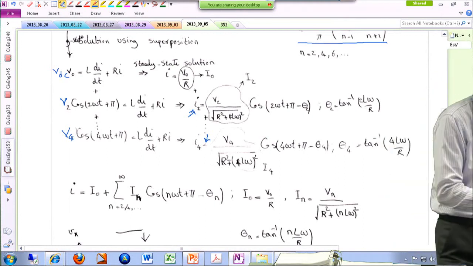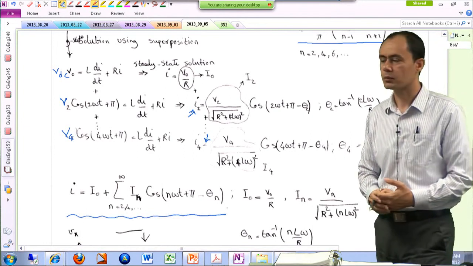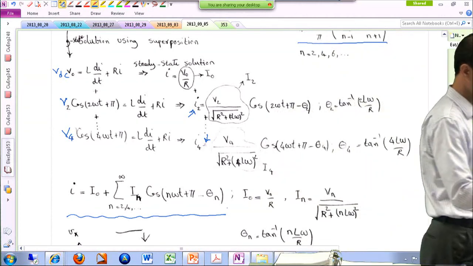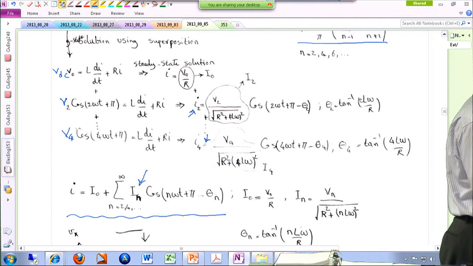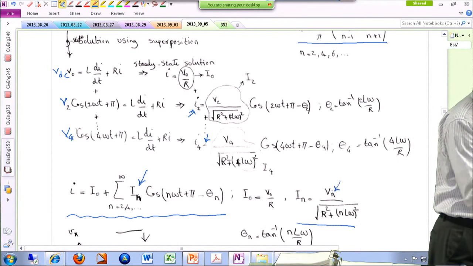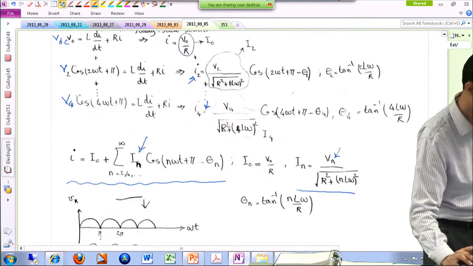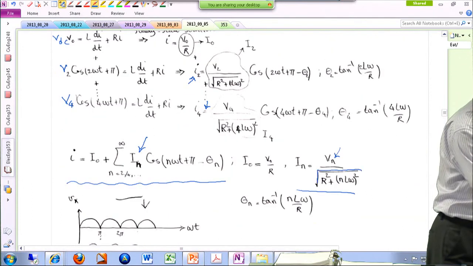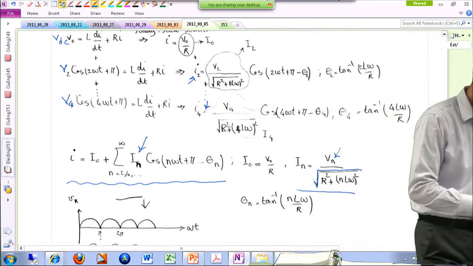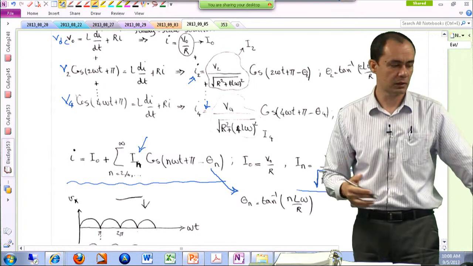And if you add them up with each other, this is the response that you are going to receive for your output current. So it has a DC term plus a bunch of harmonics, and each harmonic has an amplitude of I sub n, which is determined here based on the amplitude of the output voltage at that particular harmonic, which is calculated here, divided by the magnitude of your impedance evaluated at that harmonic, which is the square root of R squared plus (nL omega) squared. And there is also a phase angle involved, which is the inverse tangent of nL omega over R.